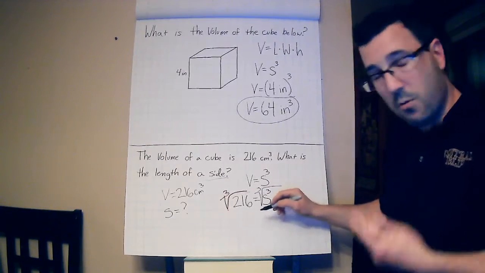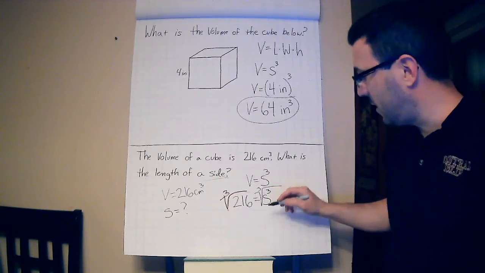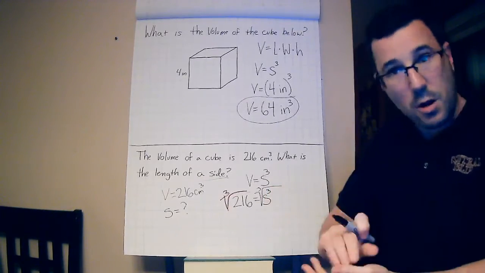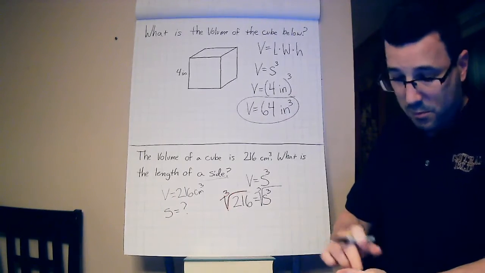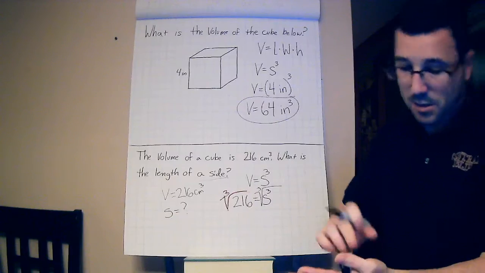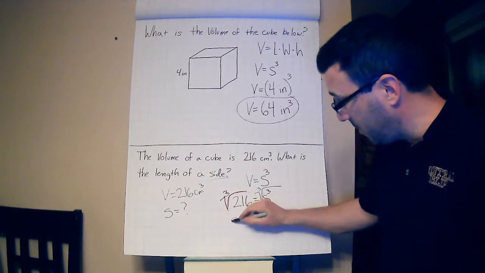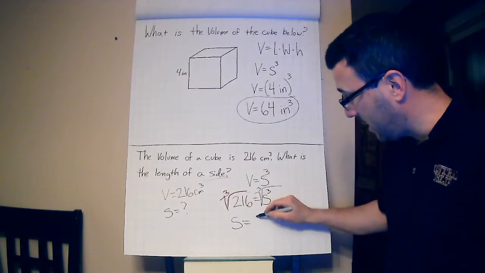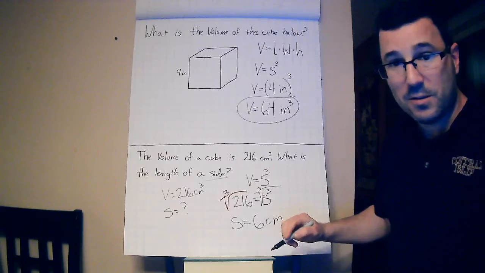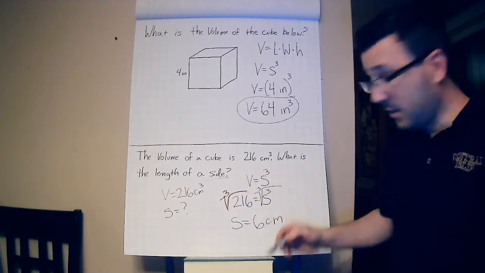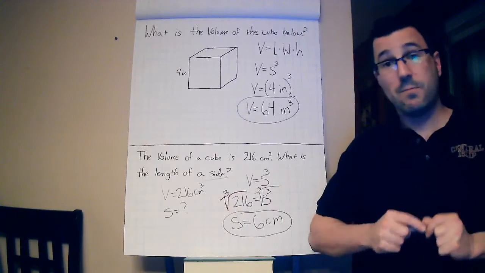So now I got to go, well, what number times itself gives me 216? I go and I plug in the calculator. You could also do trial and error. Maybe 2 times 2 times 2. No, that's 8. 3 times 3 times 3. No, that's 27. And you keep doing that, and eventually you'll get to s is 6 centimeters. 6 times 6 times 6 gives you 216. And that's how you find volume.